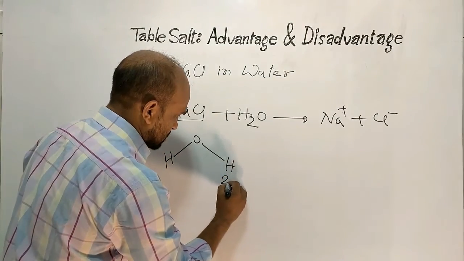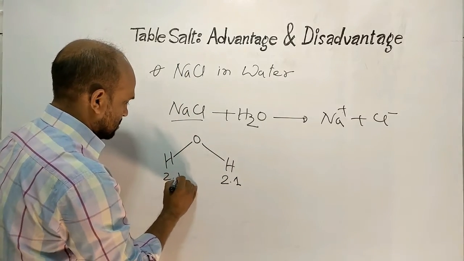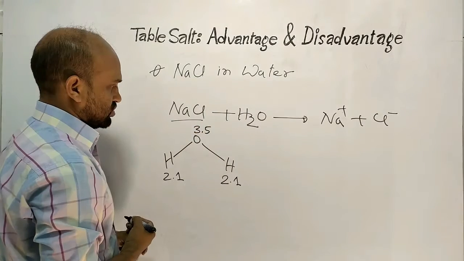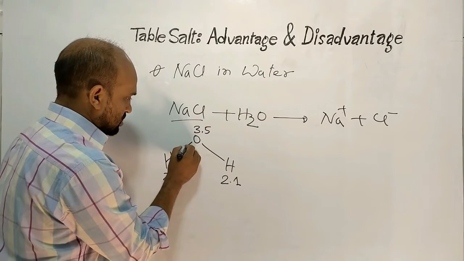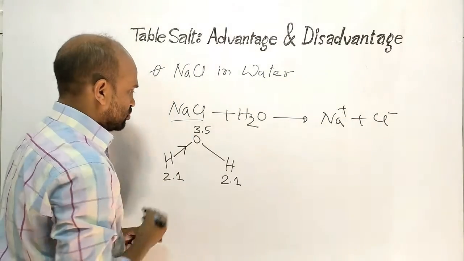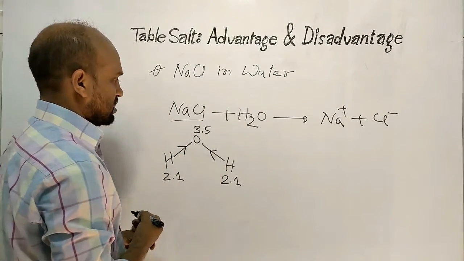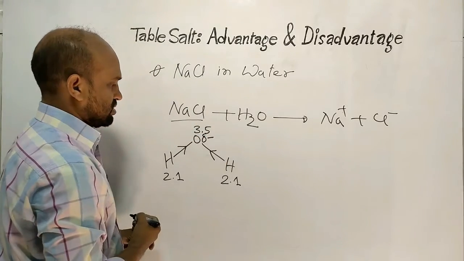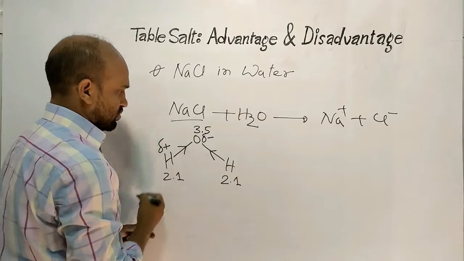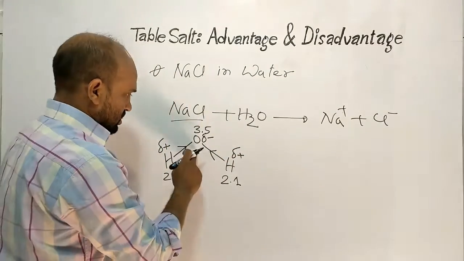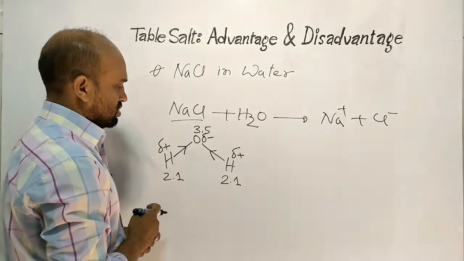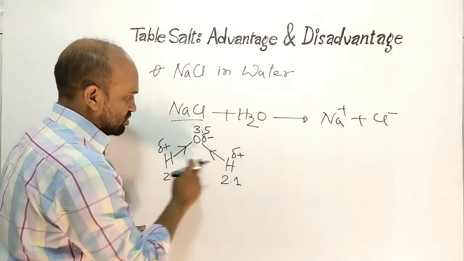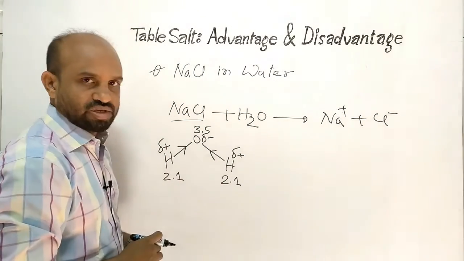Electronegativity of hydrogen is 2.1 and oxygen is 3.5. So electron cloud moves towards oxygen, and as a result, oxygen becomes negatively charged and hydrogen becomes positively charged. This is the water molecule in which oxygen gets negatively charged and hydrogen atoms get positively charged.